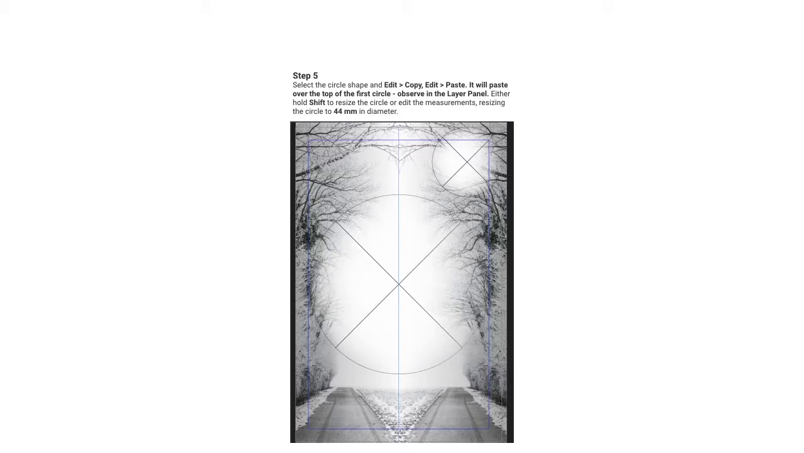Select the circle shape and Edit, Copy, Edit, Paste. It will paste over the top of the first circle. Observe in the layer panel. It will look like there's still only one layer, but there is actually two. Either hold Shift to resize the circle or edit the measurements, resizing the circle to 44 millimeters.